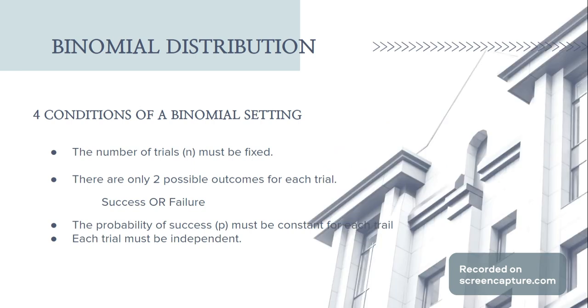There are four conditions an experiment must satisfy before it is regarded as a binomial experiment. One is that the number of trials n must be fixed. This means that an experiment must be conducted for a finite or precise number of times. The second one is that there are only two possible outcomes for each trial, either success or failure. Third, the probability of success must be constant for each trial, and each trial must be independent, which means that occurrence of one trial must not affect the occurrence of another trial.